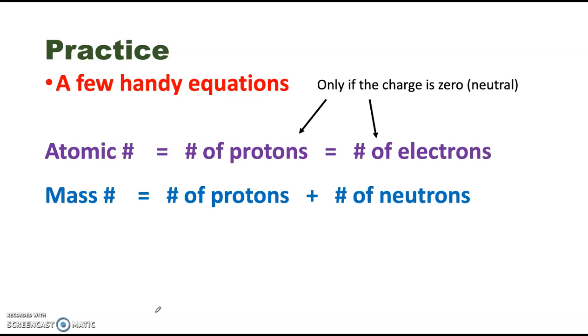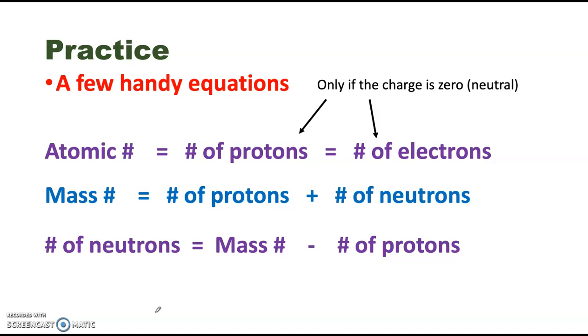So a few handy equations, write these down. I'll let you pause the video and write these down. Now, the top one, the atomic number, or the number of protons, only equals the number of electrons if the charge is 0. Remember, if the charge is negative, that means you have more electrons. More electrons if it's negative. More protons means it's positive.